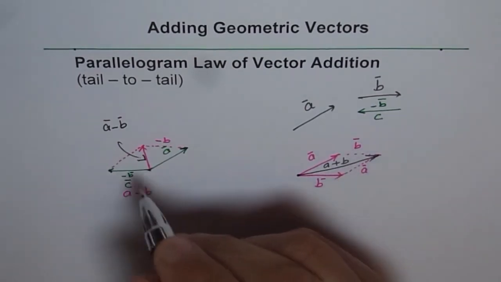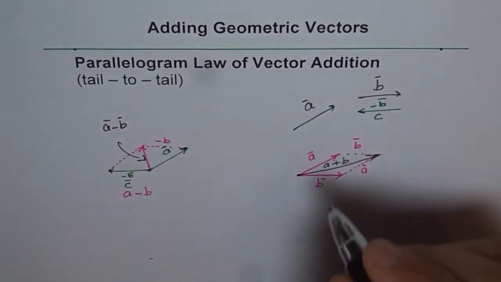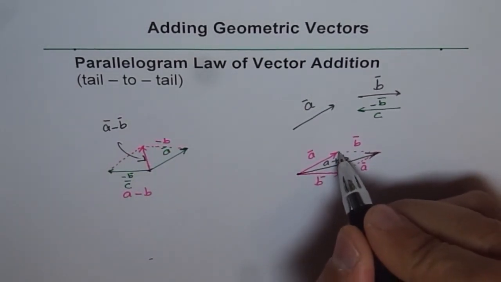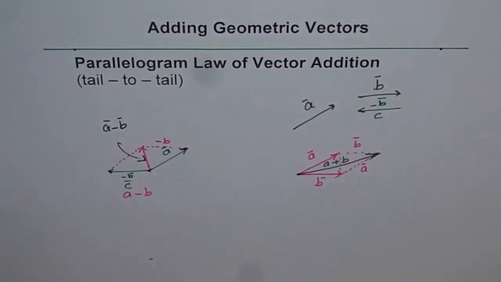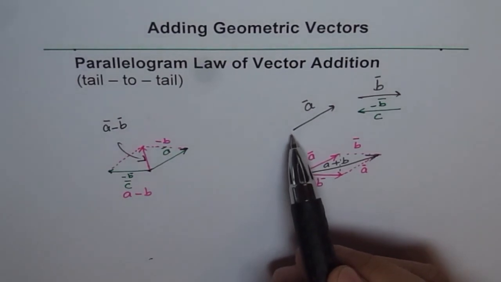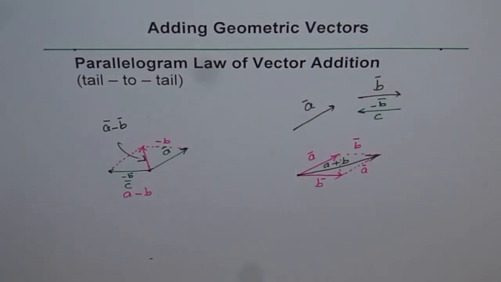You'll find if you compare this with the earlier given diagram, then the other diagonal represents A minus B. Correct? So using a parallelogram, we can do addition of geometric vectors as shown here. And the most important thing here is that whichever vectors are there, you have to place them tail to tail and then complete your parallelogram.